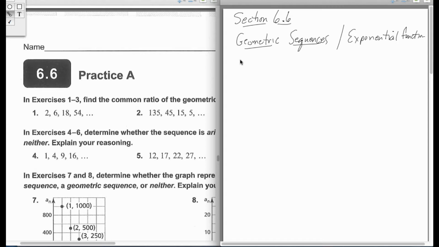Remember, I said that as an exponential function, as x values increase, the y value increases very rapidly. So remember, we looked at, we'll start at 0.